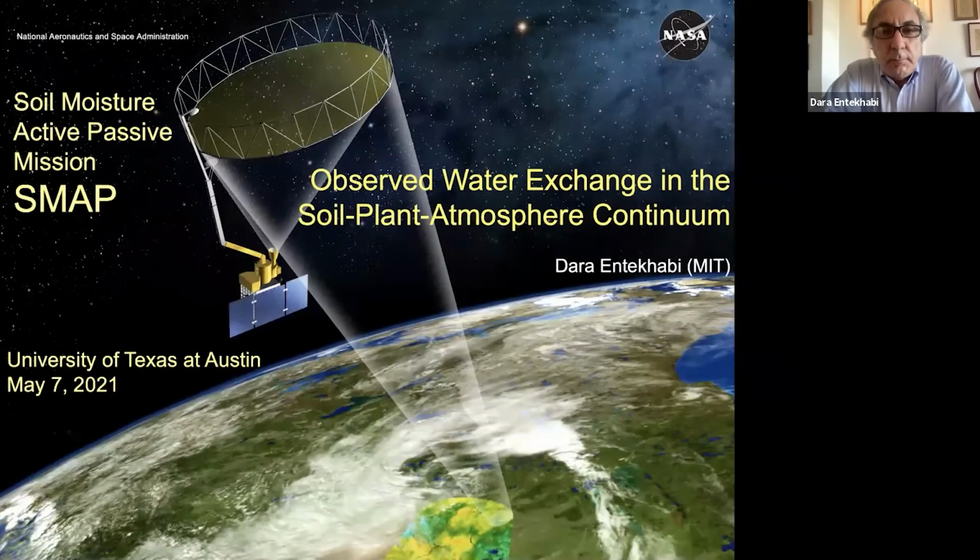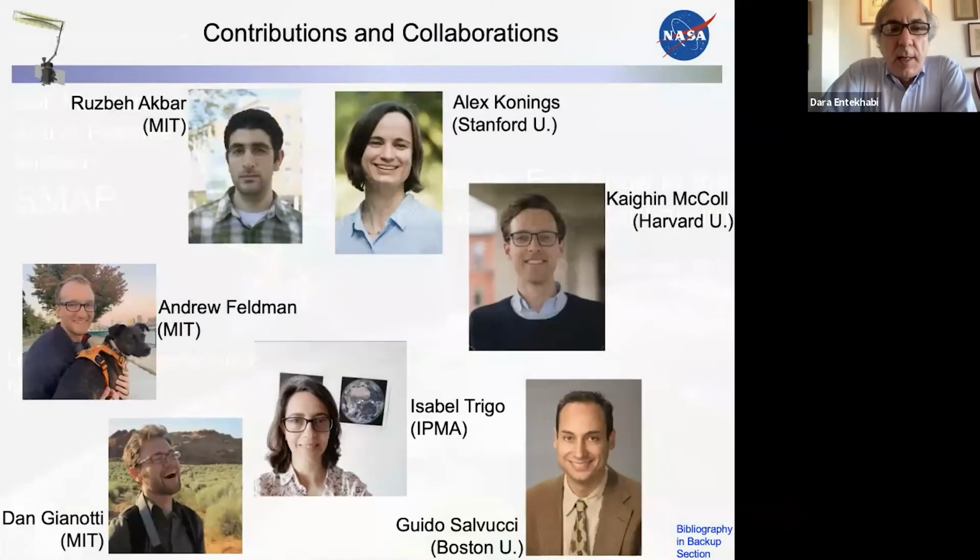So the talk is centered around this mission that was launched in 2015, a NASA mission, Soil Moisture Active Passive. Obviously, it's a soil moisture mission. It was designed and optimized to make that particular measurement. And the four questions can be grouped under observed water exchange in the soil plant atmosphere continuum. I'll be presenting, but obviously this is the work of others.